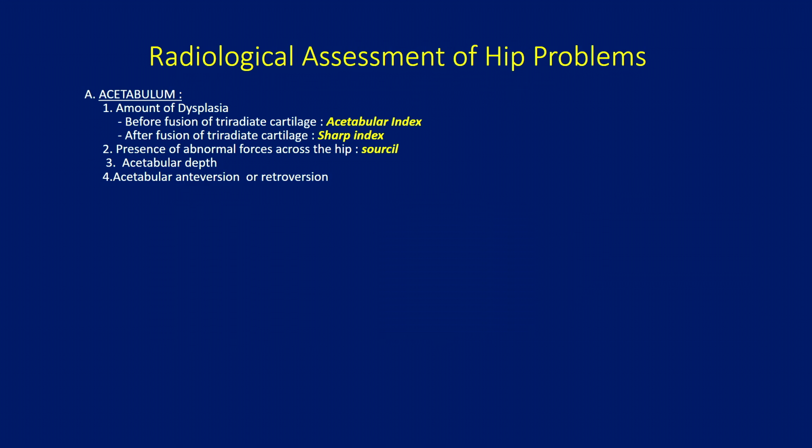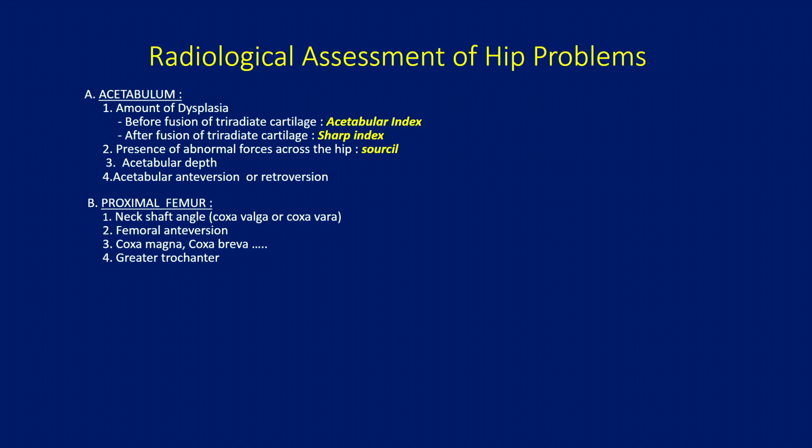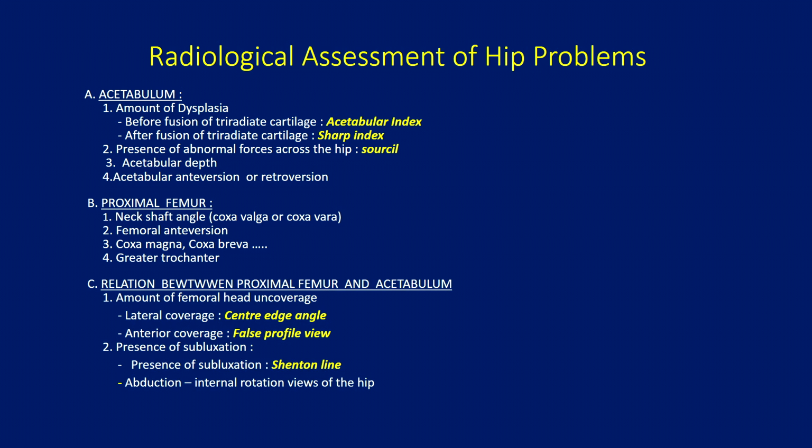Then there are three things that you should analyze. And again, that's how I was taught, and that's how I teach to read a hip X-ray. First thing, there are certain acetabular angles that you have to measure, which are the acetabular index, sharp index, and sourcil. We'll see the diagrams very quickly. After the acetabulum, you analyze the proximal femur, and you have angles and things that you have to document. And then, what is the relation between the proximal femur and the acetabulum? And these are the things also that I will mention. So if you have a system, whenever you read an X-ray, then you will never forget it. And you should really describe these three: acetabulum, proximal femur, and the relation between the two.